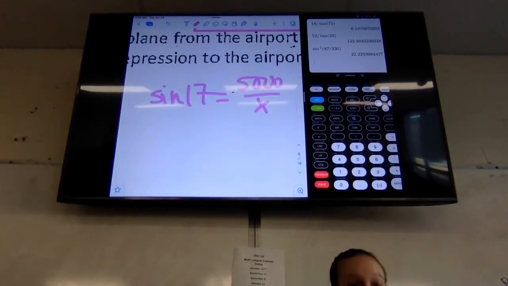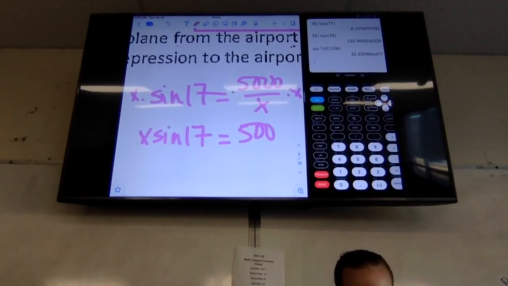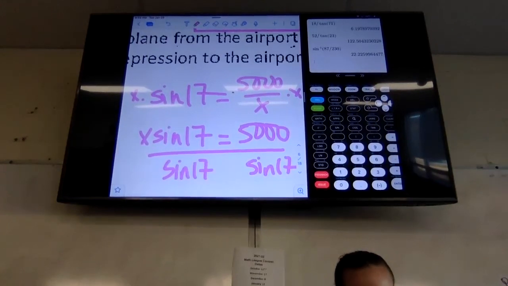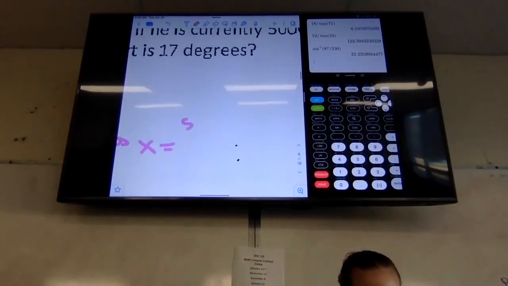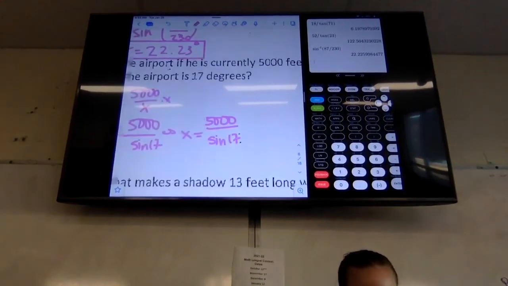We've solved this like 3 or 4 times at this rate. Multiply by X. Divide by sine 17. You do not have to show me all these steps if you already know the pattern or what's going to happen. I'm just still kind of showing it out to you while we're still getting familiar with it. I'm physically putting 5,000 divided by sine of 17 in my calculator. And I get an outrageously big number, but this makes sense because I'm 5,000 feet in the air.